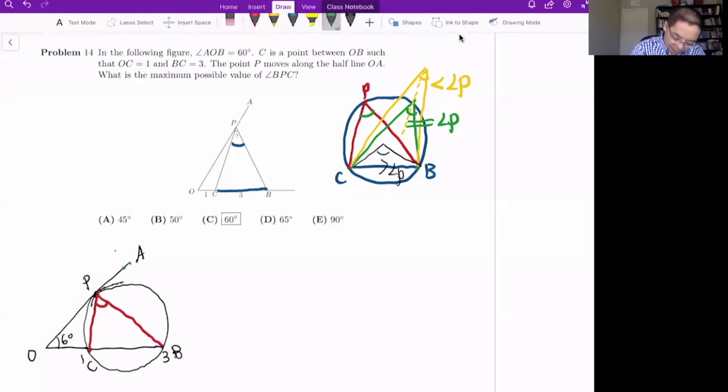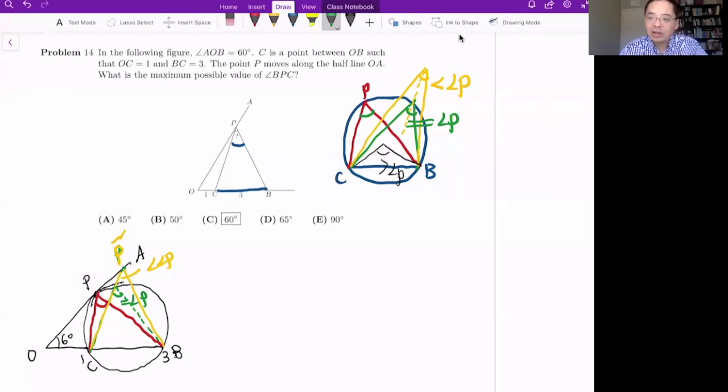If I choose any point P on the half line, maybe I use the yellow one, this will be outside, right? It's outside of the circle, just like the picture here. This guy will be less than the angle P, because this one is the same as angle P. So outside will be less than the angle P.